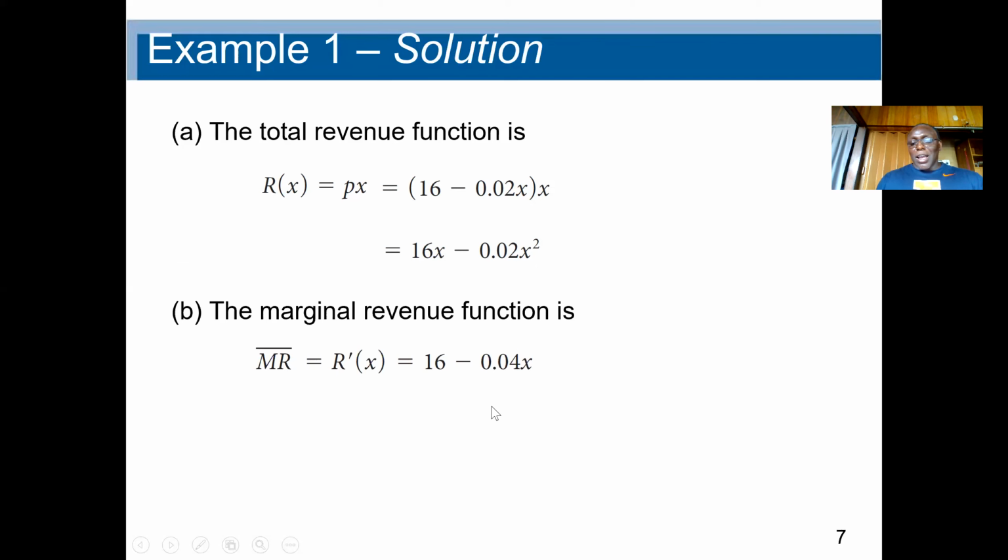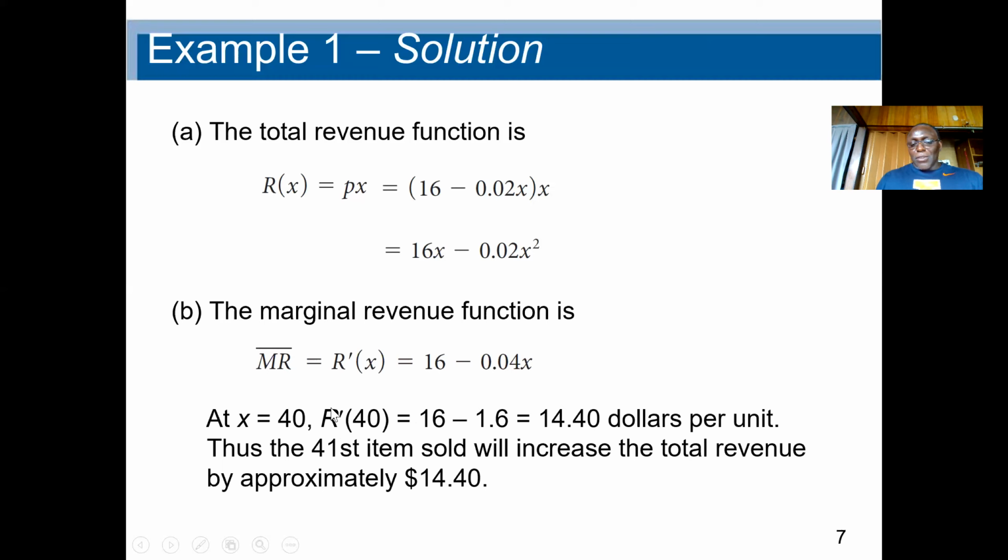Now, the question said we should find the revenue when x equals 40, which means the company produced 40 items. If I use the total revenue function for 40, it means the revenue when the company produced 40 items. But marginal revenue means the revenue when the company goes from 40 to the 41st item. Not all the 40, but after we produce 40, what revenue are we going to get when we produce one more item. That is what marginal revenue means: from 40 to 41, one additional item.